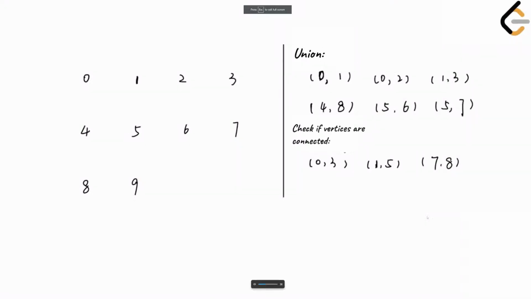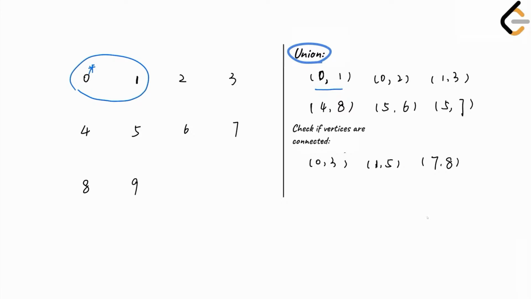Initially, we have 10 vertices labeled from 0 to 9. We want them to be independent and isolated. The first thing we need to do is connect the vertices. Let's connect 0 and 1, or make them a union, and save them into a set. We have to choose a vertex as the head of the set. We can either choose 0 or 1, it doesn't matter. Let's say we choose 0, meaning the head of this set is 0.